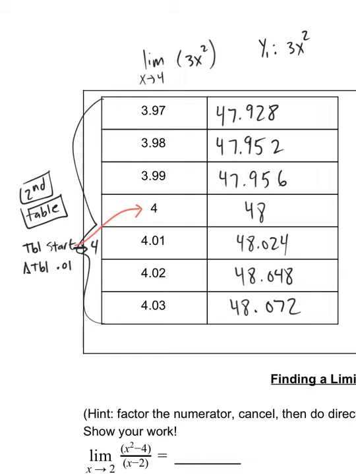But you can see in the X column here, I'm getting closer and closer to 4 from the left. I'm getting closer and closer to 4 from the right. So my X's are getting closer and closer to 4. Now what is my Y column doing? Hey, they're getting closer and closer to 48 from the left and from the right. So my limit is 48. The left and the rights are both approaching 48.